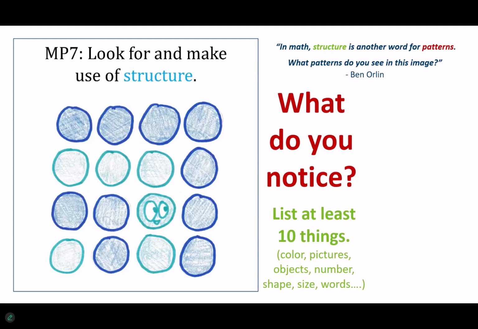And to get real specific, I have them stand up like you saw in that photo earlier. And I say, you got to list at least 10 things that you notice, and it can be things like color, picture, number, objects, and whatever. And then I bring the class together and say, what do you notice? And I chart it all down.